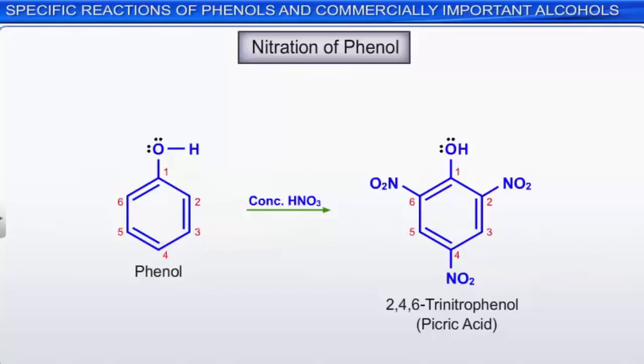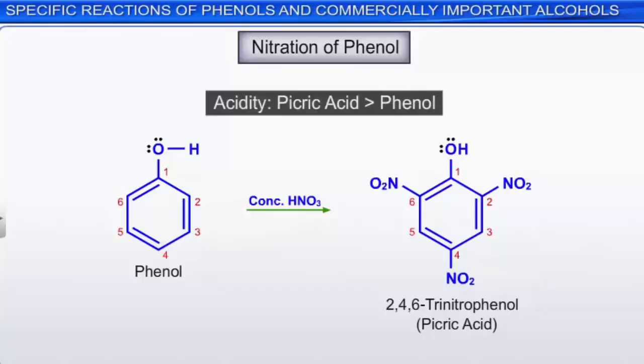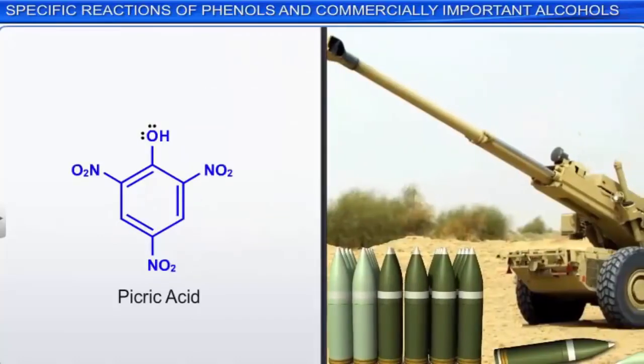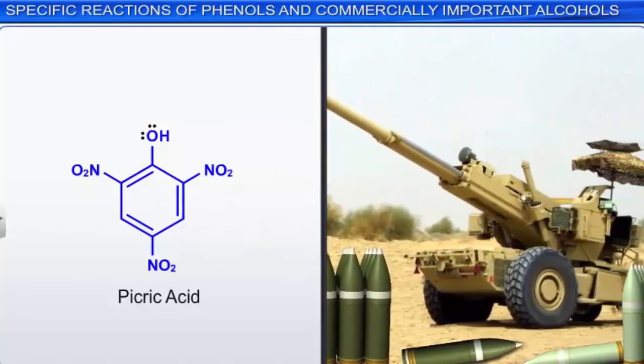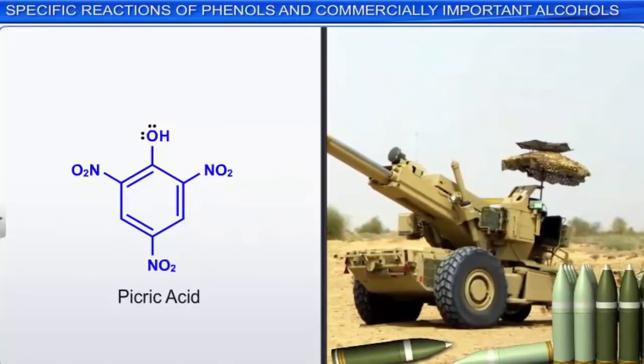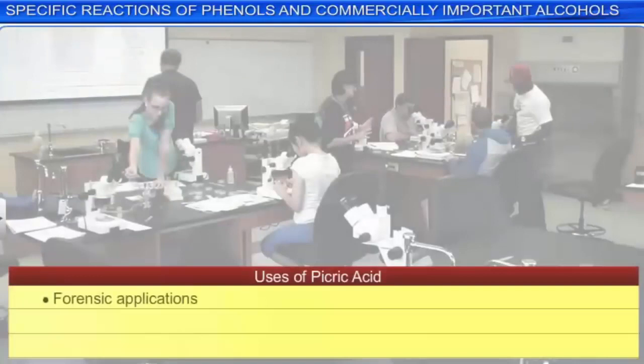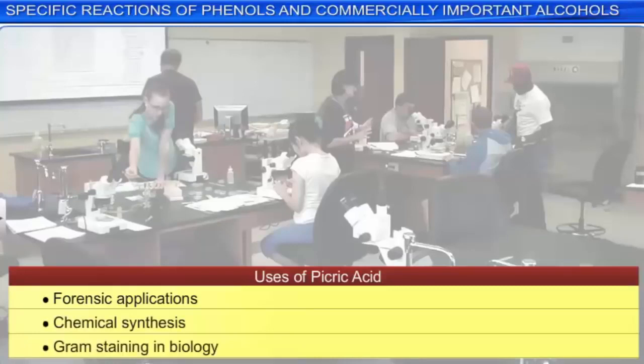Picric acid is a stronger acid than phenol because of the presence of 3 electron-withdrawing nitro groups, which facilitate the release of hydrogen ion. It is explosive and was formerly used in artillery and munitions. Picric acid in the laboratory must be stored wet, else explosive metal picrates may form. It is used in several forensic applications, chemical synthesis and Gram staining in biology.